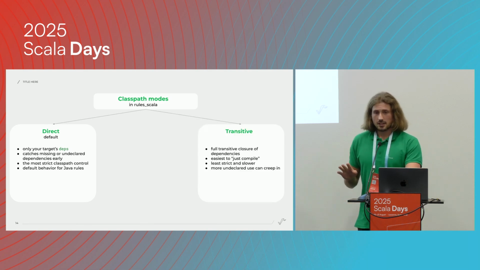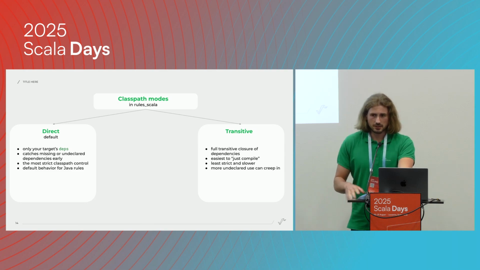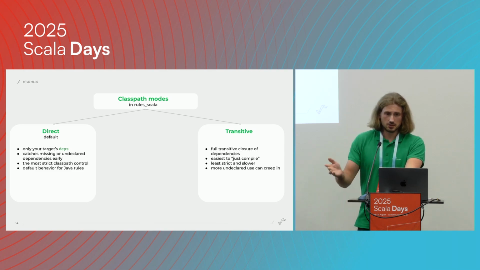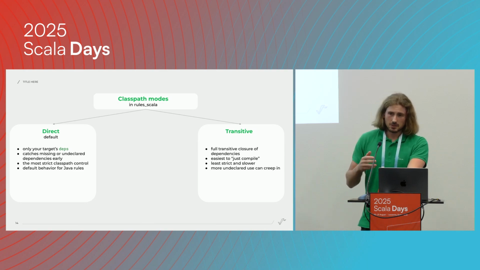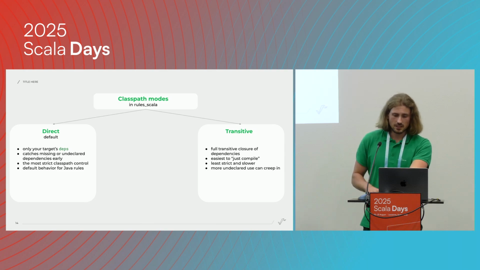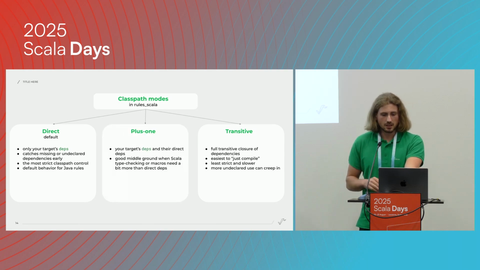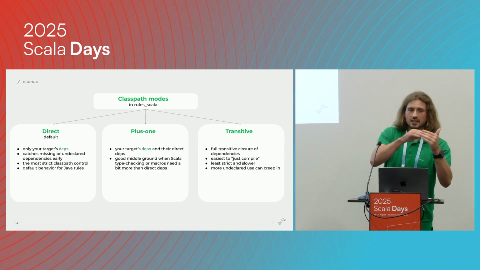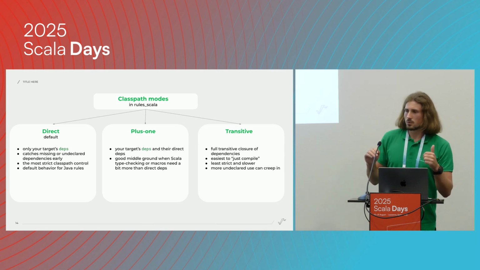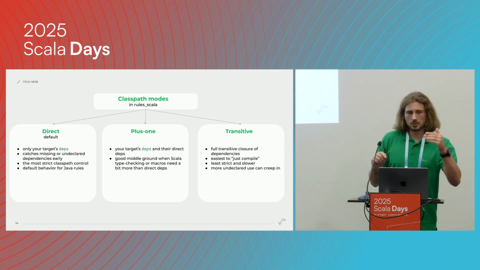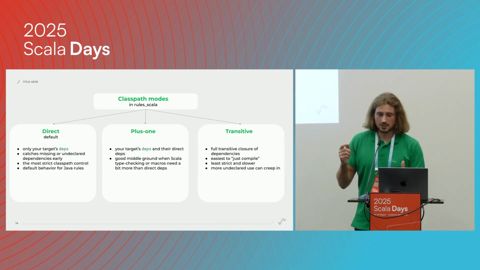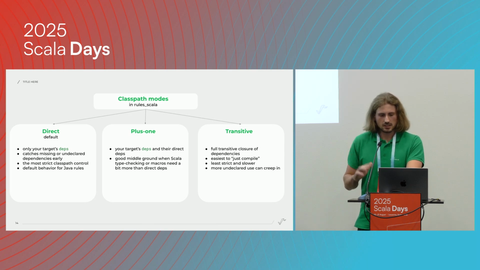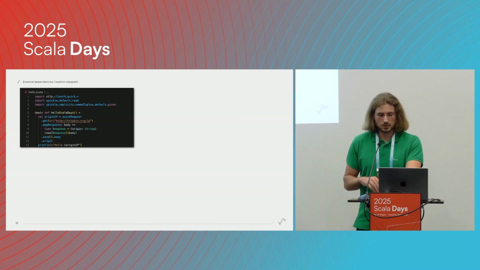However, rules_scala has a special mode that allows you to enable transitive dependencies. For the sake of migration, it makes everything much easier. It's the easiest way to just compile a project, but it's less strict, and some undeclared usages might creep in. There is also a third mode, plus one, where you add the direct dependencies and their direct dependencies. A good use case for that would be, for example, a library that is using macros, at least in Scala 2, because this needs to be separate. So this might be a good middle ground.